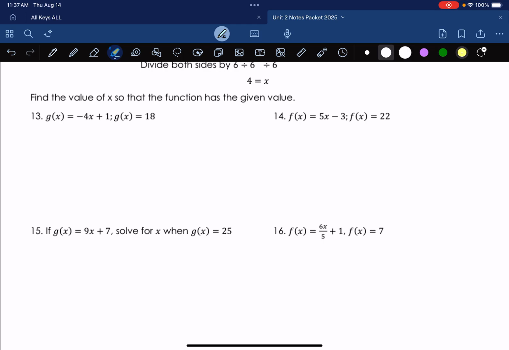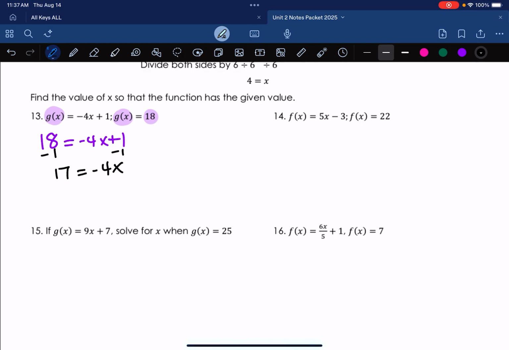Number 13, -4x plus 1, and they told me that g of x is equal to 18. So if g of x is equal to 18, I've got to plug in, instead of g of x, I'm going to put in 18, bring down the function. Now I can solve for x, and I can use my solving skills to get my input. We're going the opposite way this time. Subtract 1.